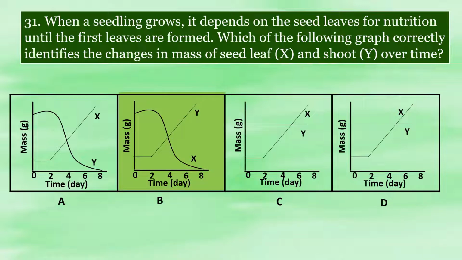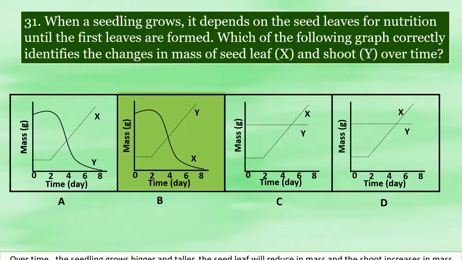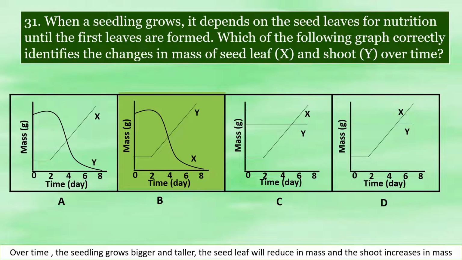The answer is option B. Over time, the seedling grows bigger and taller, the seed leaf will reduce in mass and the shoot increases in mass.